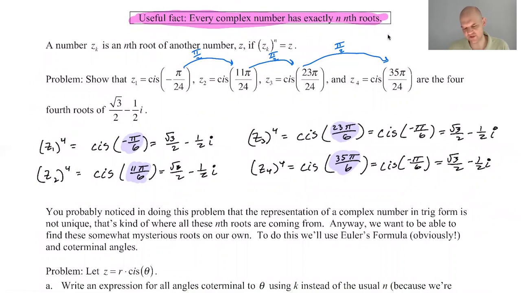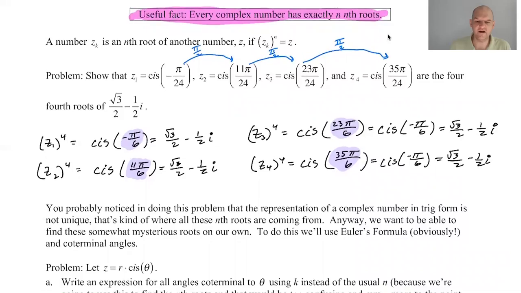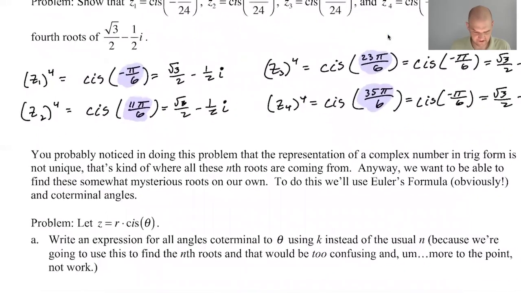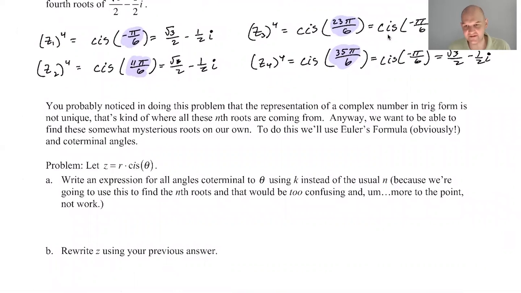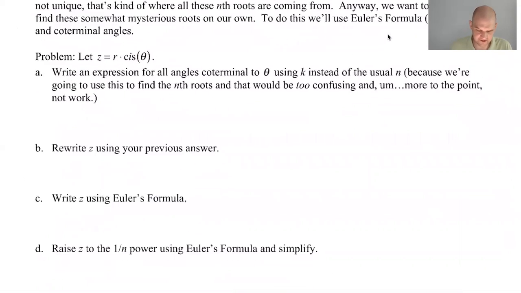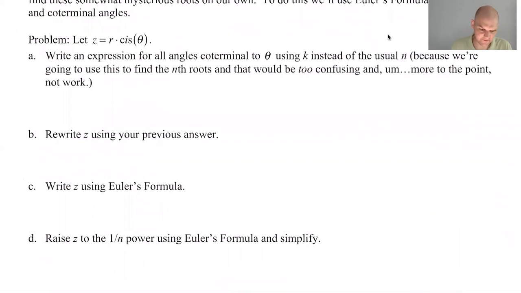or a circle of a certain radius. So we're going to use Euler's formula to work out how to find these. We've shown that they are the 4 fourth roots. How would I go about finding them? Well, first, here's our complex number, r cis theta. We want to find an expression for all angles coterminal to theta, and we're going to use k instead of n because n is already used for the nth roots.